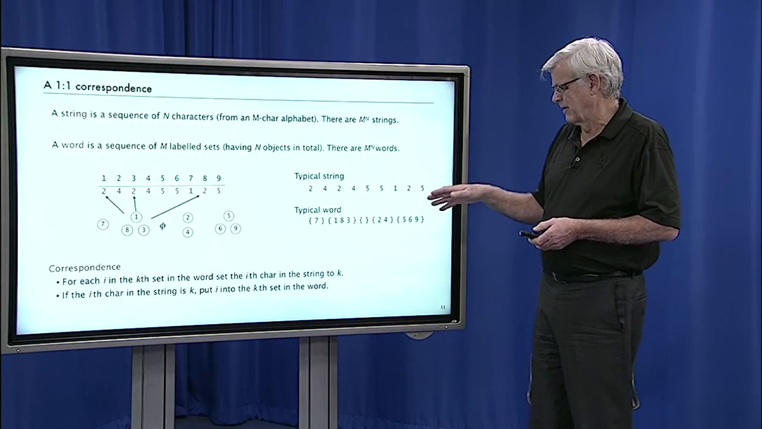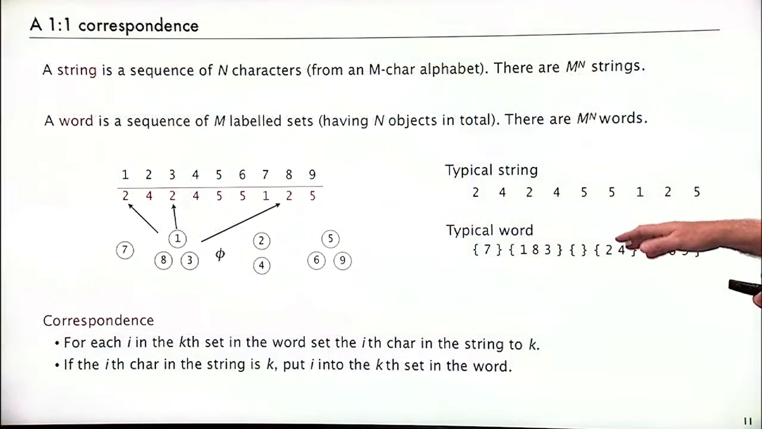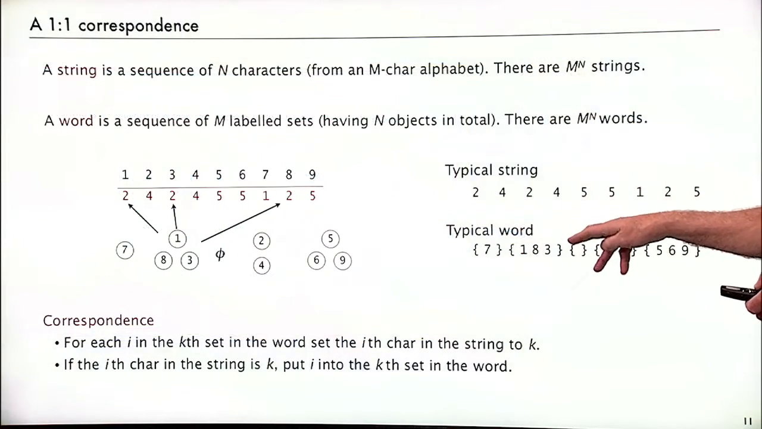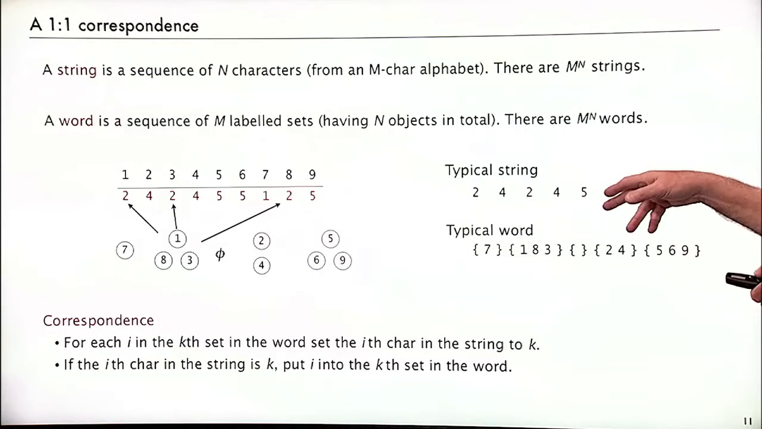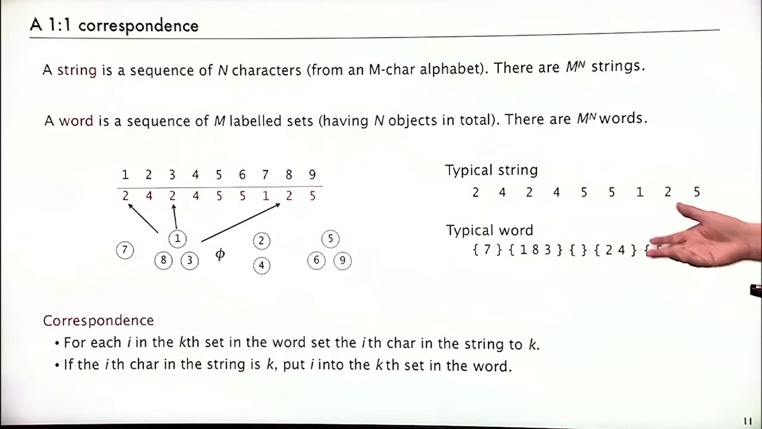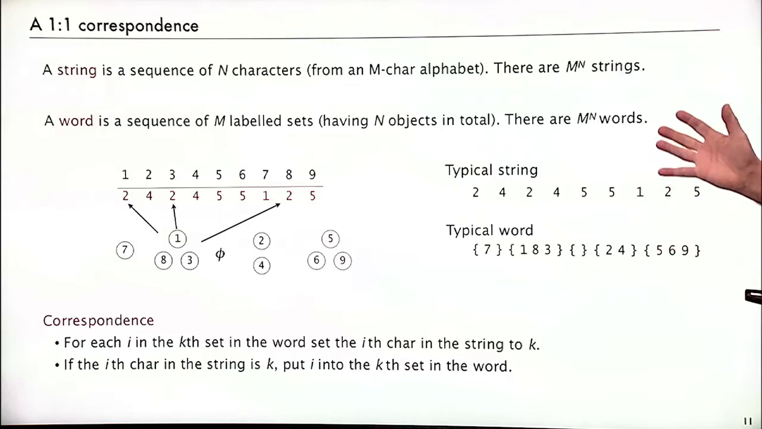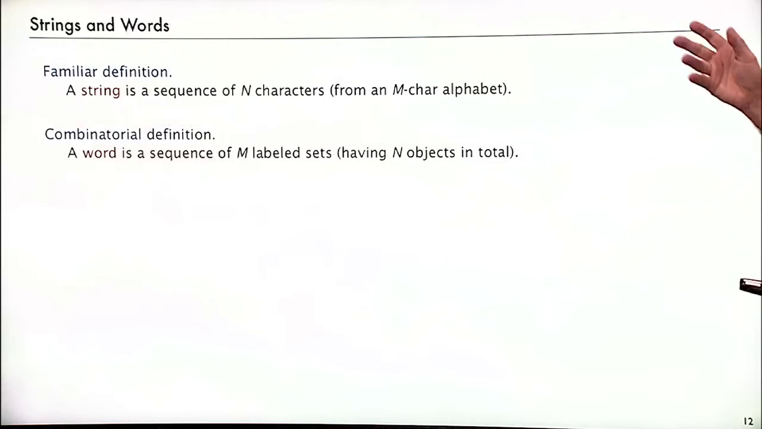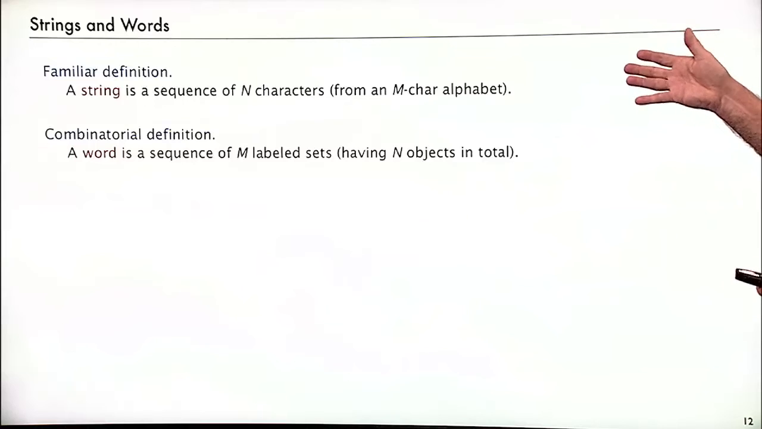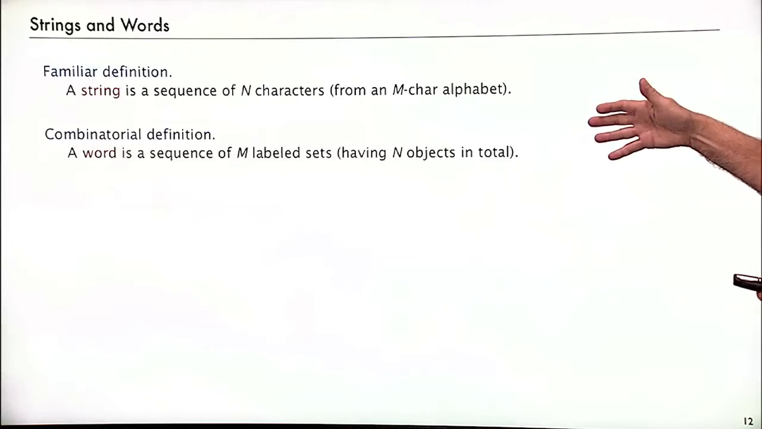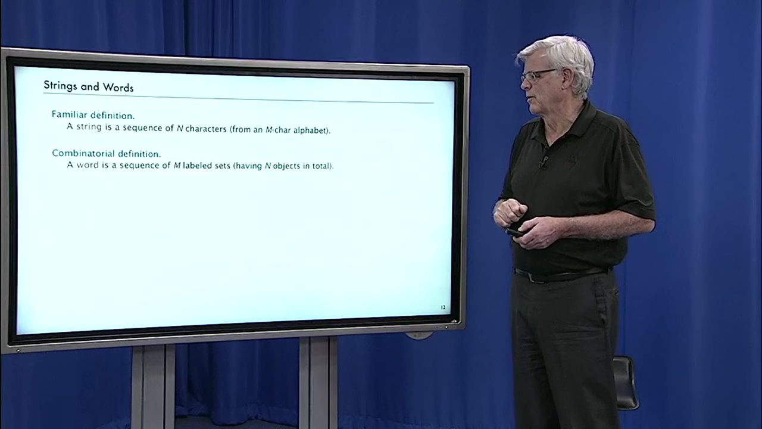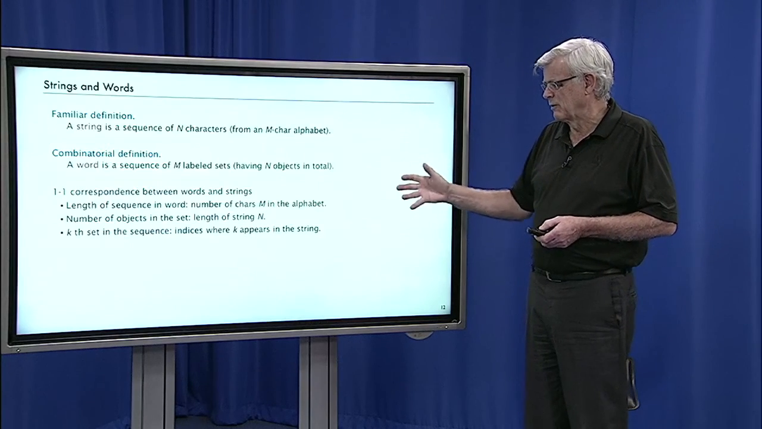That is, in the word, if you look at the kth set, for every i in the kth set, the ith character in the string is k. Or vice versa, if you look at the string, if the ith character in the string is k, then you put i into the kth set in the word. So the word is just the indices where the letter appears in the string. That's the correspondence. It's very familiar. We worked with strings before, and now we're going to be working with words. And we have this one-to-one correspondence.